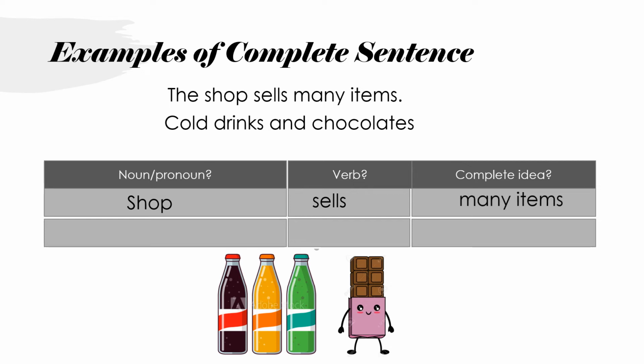But if we add "many items," then it becomes a complete sentence because we get the full meaning of the sentence, that the shop sells many items. Let us look at the next sentence.